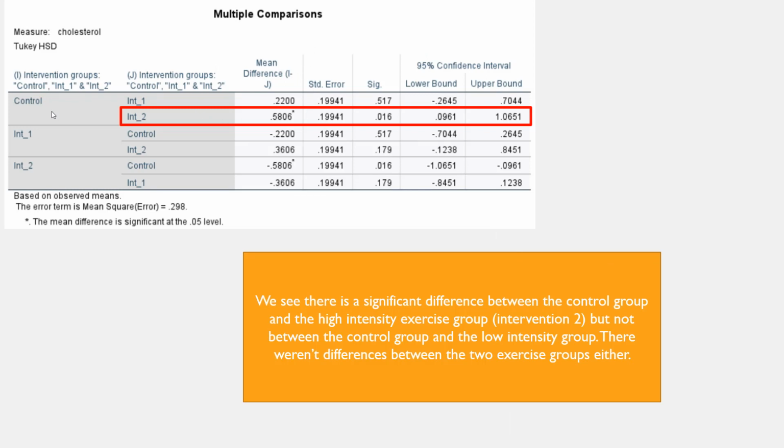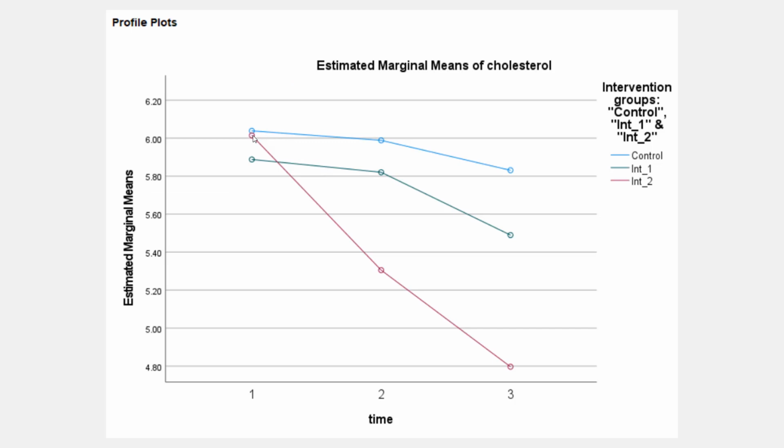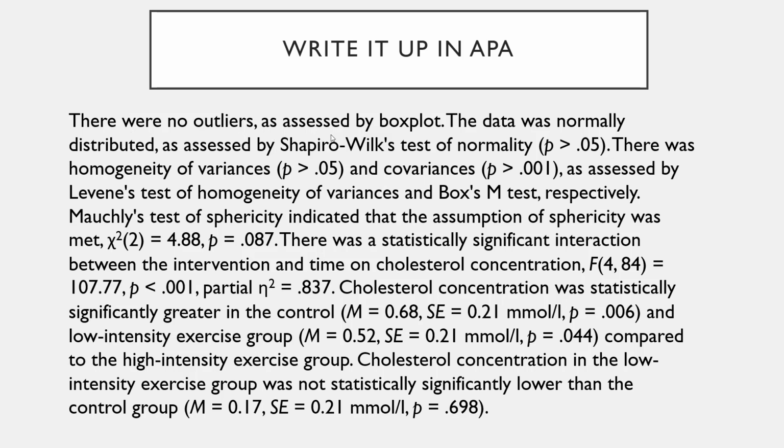We'll look at multiple comparisons really quickly. We see there's a significant difference between the control group and the high-intensity exercise group, but not between the control group and the low-intensity exercise group. All right, looking at the profile plots, we can see that the first intervention and the second intervention started at a similar place, but here's where our significant interaction occurs. It crosses over the control group. Everybody on the calorie diet had a decrease in their cholesterol, but those who added the high intensity exercise had the most significant.